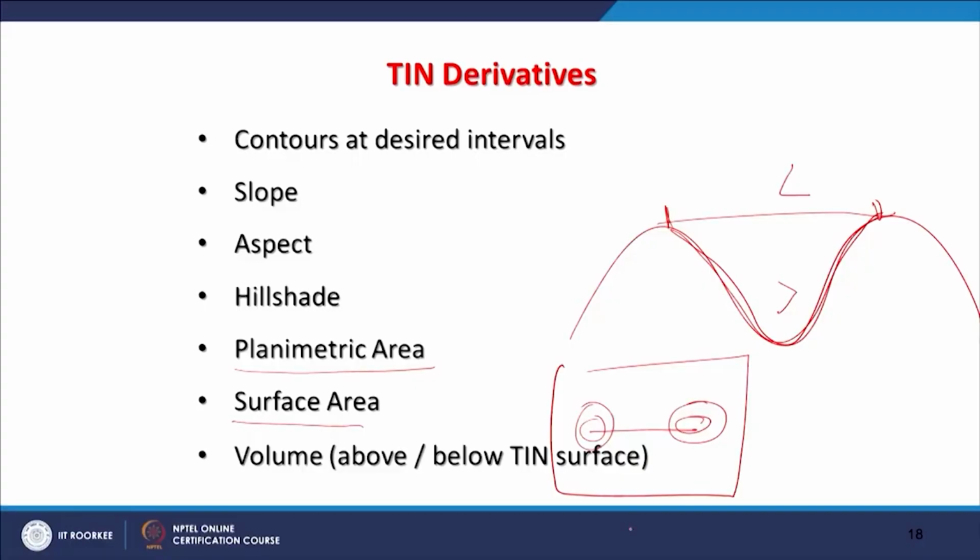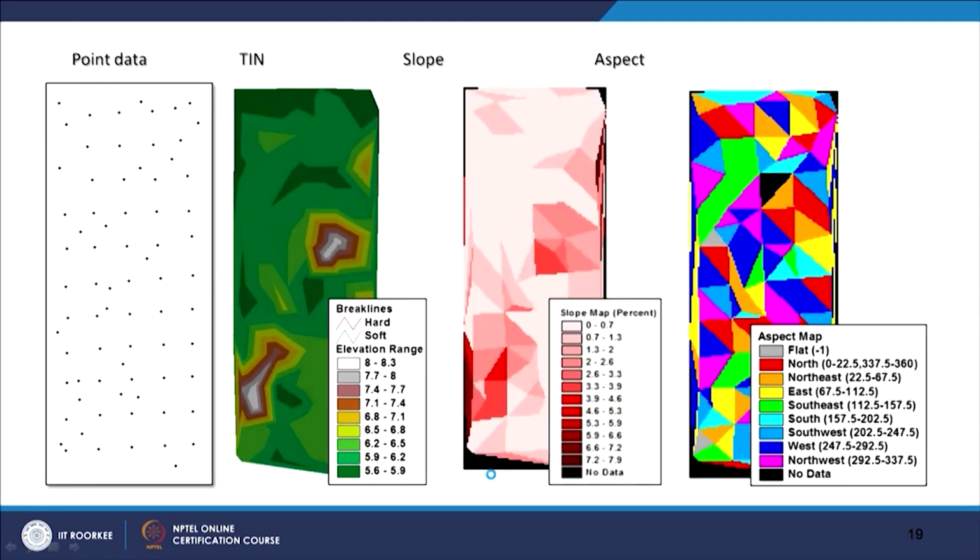If you have correct measurements, only then can you calculate correctly. So the planimetric area and surface area need to be understood very well. Regarding volume, I have already said that in cut and fill analysis, the volume above or below the TIN surface is calculated, and it has to be very accurate for real projects. Now, I will also show this using the same data set through the software, and your output is going to be almost similar.